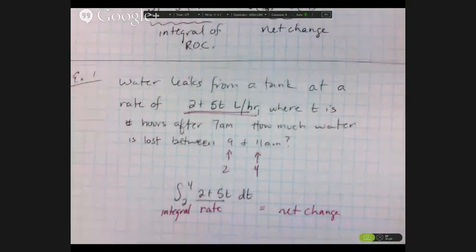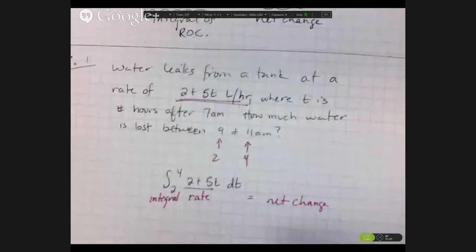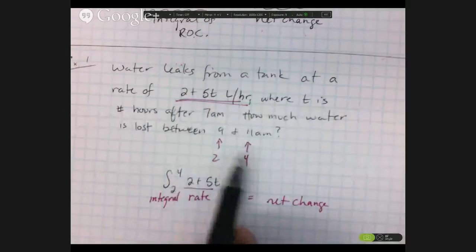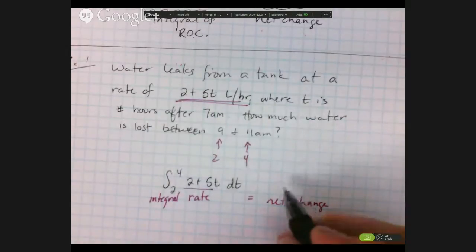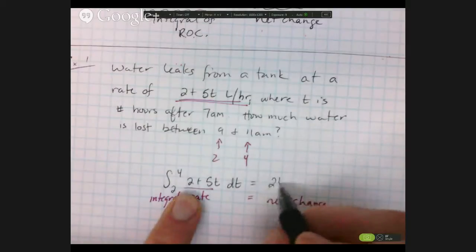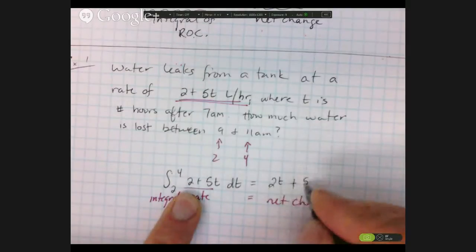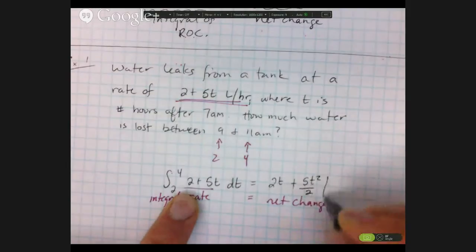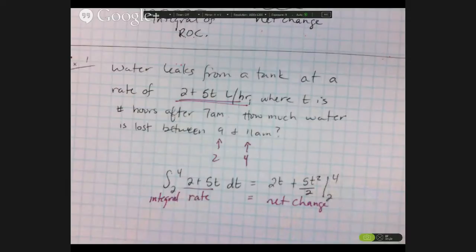Okay, so we'll follow the same theme here. The integral of the rate from 2 to 4, because we want 9 to 11. What's the integral there? Is that right? I know you can do the integrals.